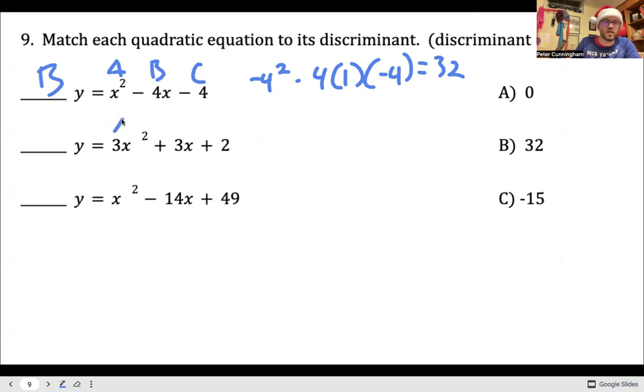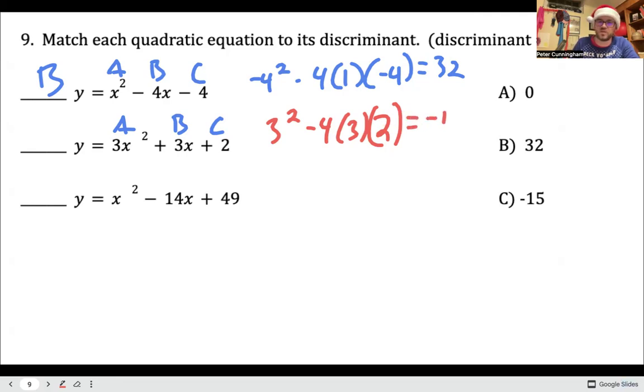All right, again, a, b, c. Let's do a different color so not everything's blending together. b squared, so we've got 3 squared minus 4, 3, and 2. 2 and 3, 6 times negative 4. 3 squared, 9. We end up doing 9 minus 24. Get negative 15. See?